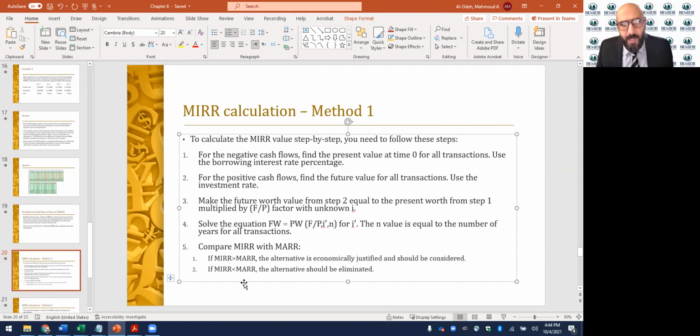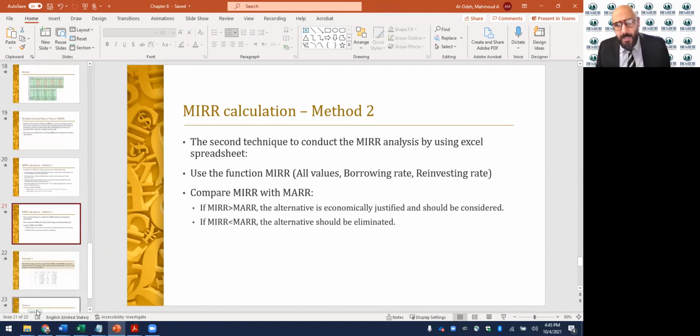And then the last step is you compare the MIRR with the MARR. If it's higher, then the alternative is economically justified and should be selected and considered. If the MIRR is less than the MARR, the alternative should be eliminated.